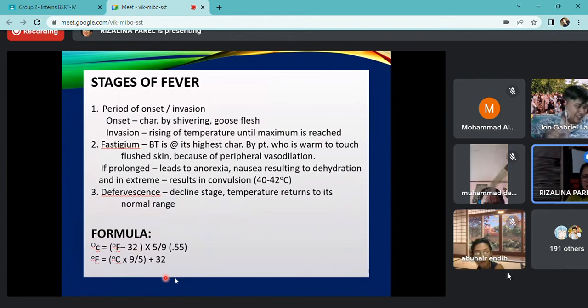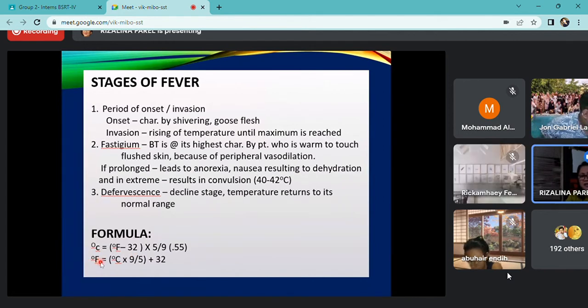Itong formula, possible na lumabas ito dahil lumabas na yan noong mga 2014, 2015. Okay, so paki-memorize yung iyong degrees Fahrenheit and degrees centigrade. Yan, formula. Okay.